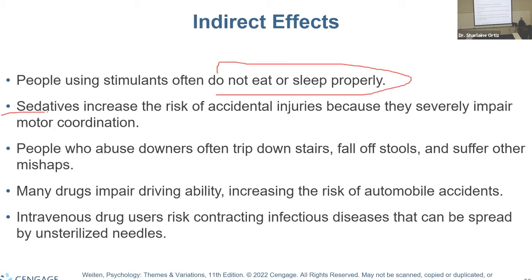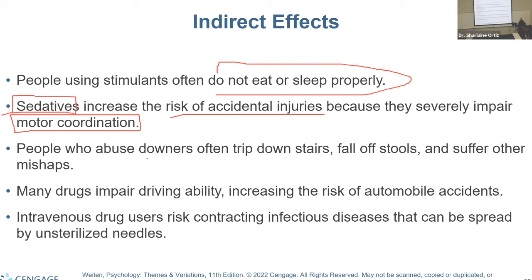Now, sedatives, right? When it comes to sedatives, for example, sleep aids, things of that nature, they come with an inherent risk of injuries, right? Because as I mentioned, we can come at a risk for slowing down, right? Which is the reason why if you are drinking alcohol, it's not recommended that you start driving, right? Because you have less capability for that motor coordination.